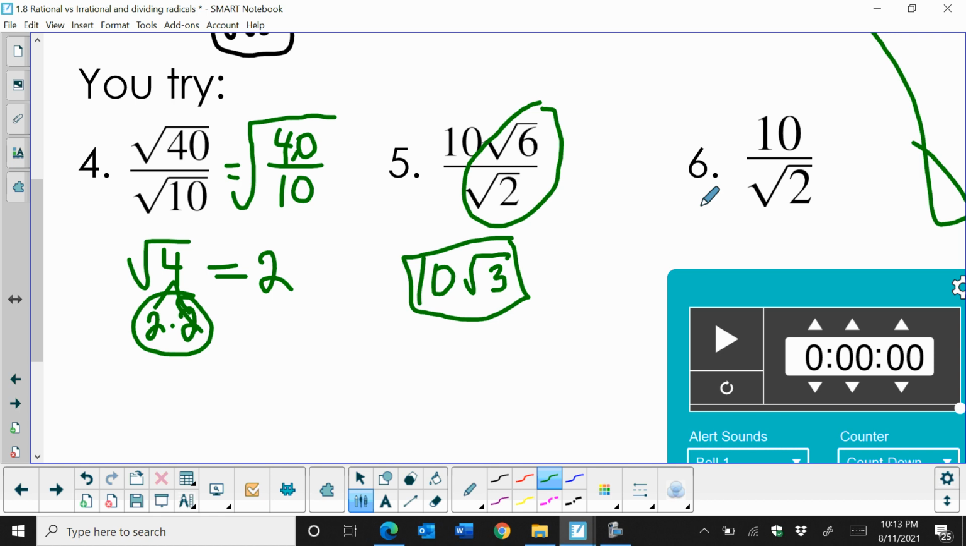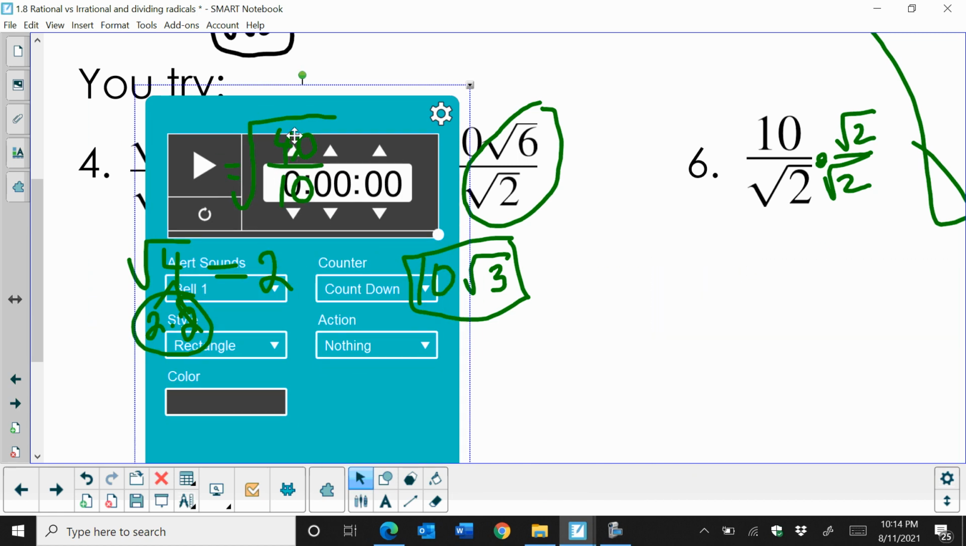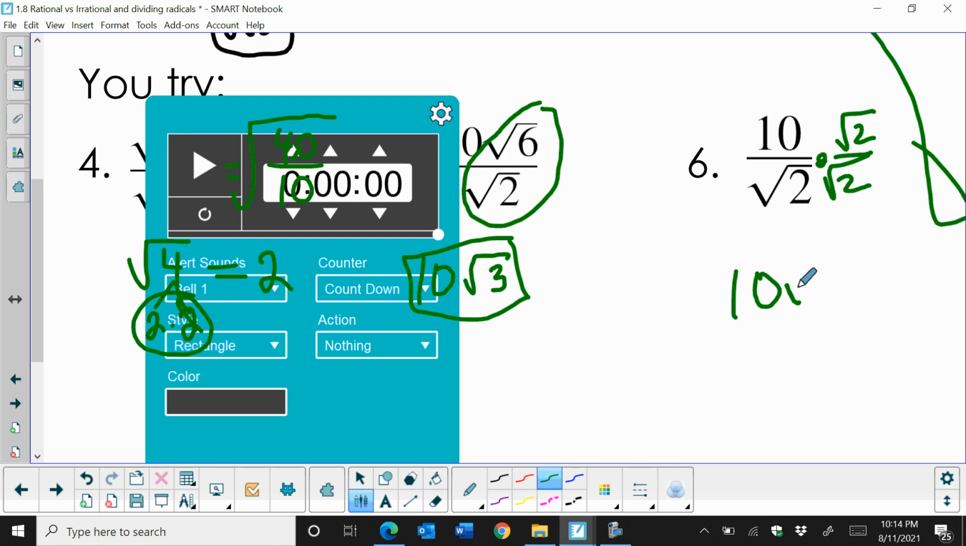Now this last one. It's slightly different than this one because we don't have the root 6. We have the whole number 10 without a radical, and we're dividing it by square root of 2. We can't divide those because 10 is not in the radical. So we're going to have to rationalize it by multiplying the top and the bottom by root 2. So let's multiply those together. And that's going to give us 10 square roots of 2 on top, all over root 2 times root 2.